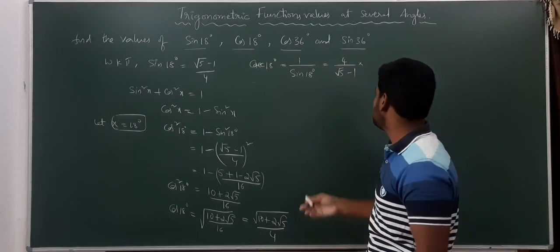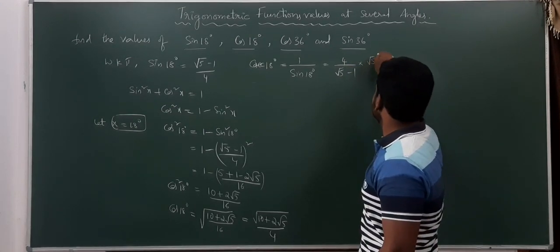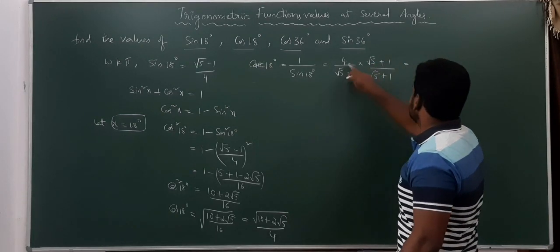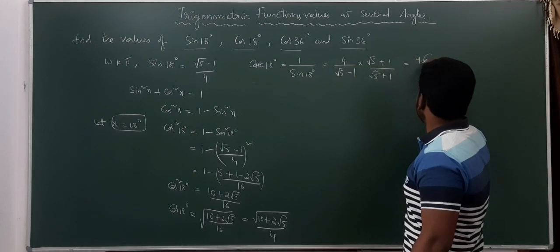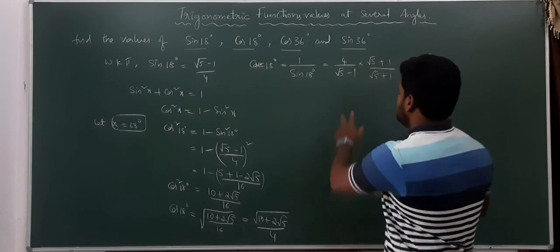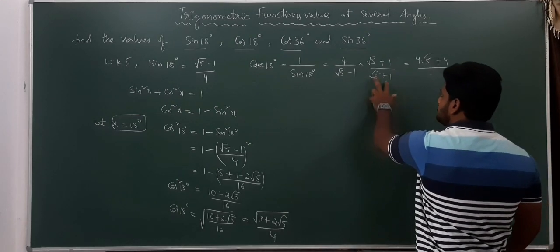4 by root 5 minus 1, no problem. Otherwise, you multiply and divide with root 5 plus 1. Here also root 5 plus 1. So you will get 4 into root 5, that is 4 root 5 plus 4, by root 5 minus 1 into root 5 plus 1. a minus b into a plus b is a square minus b square.